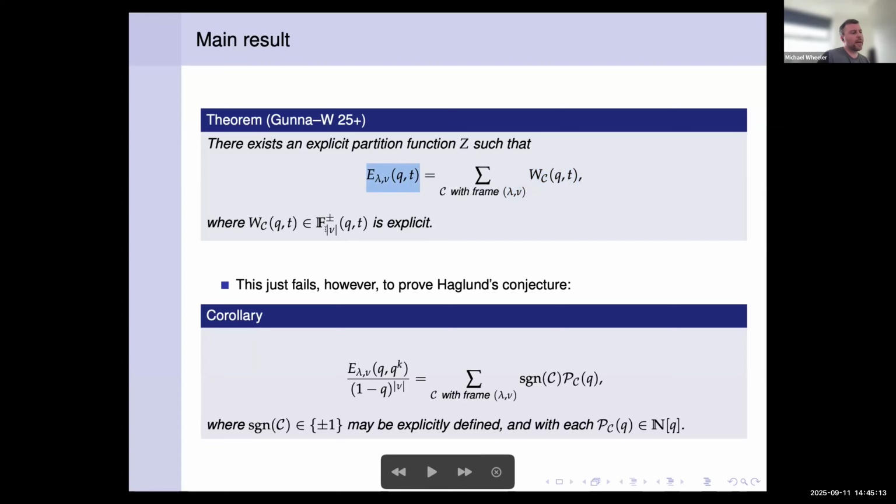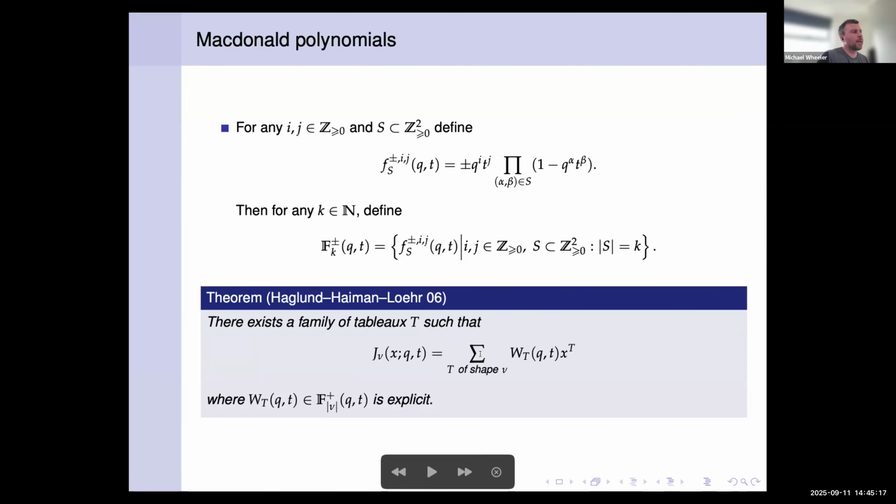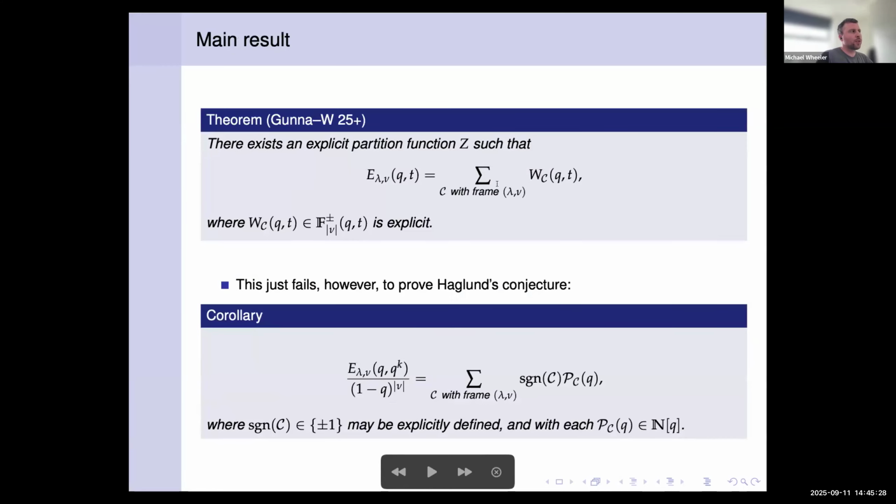And just as in the case that we looked at a few slides back, just as in this formula here, these coefficients are fully factorized polynomials in Q and T. It is also the case in our formula. So the coefficients that we have are fully factorized polynomials in Q and T.